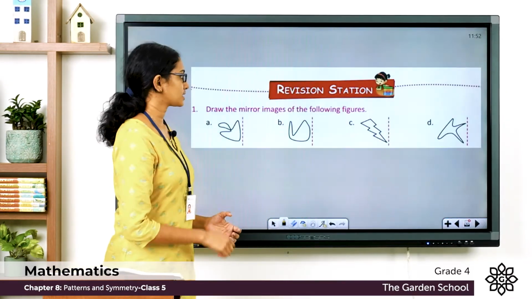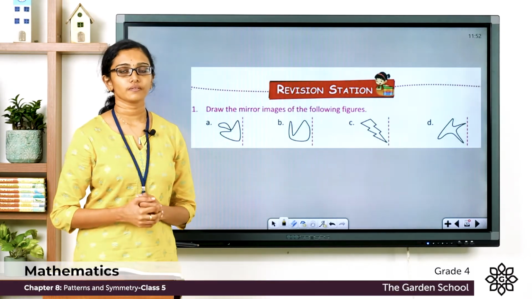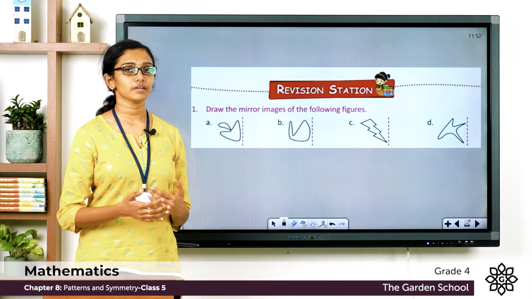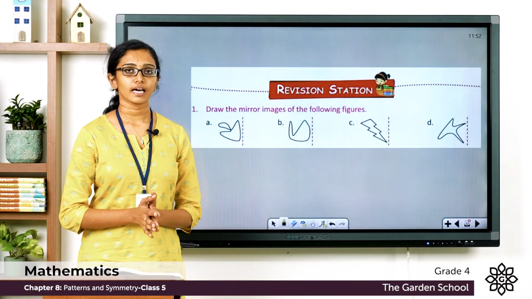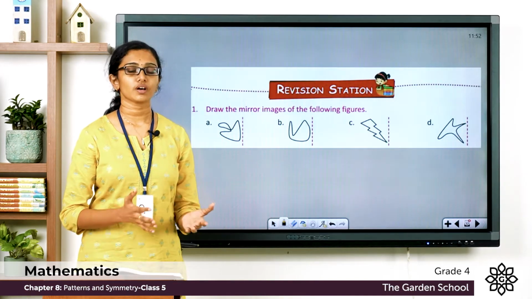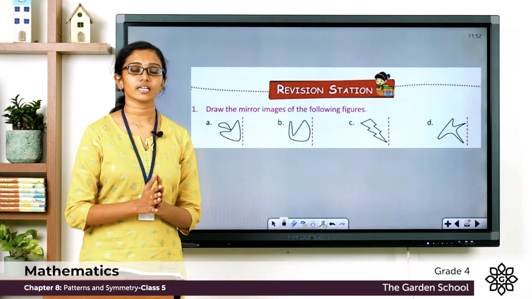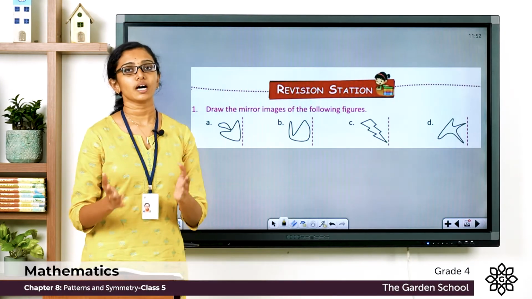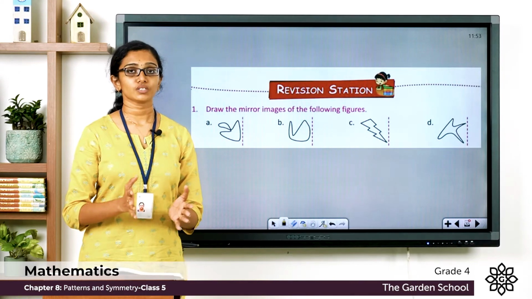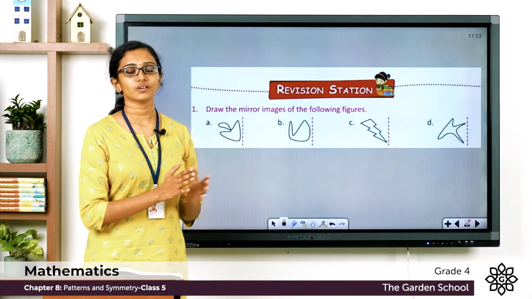Let's see the first question. Draw the mirror images of the following figures. So, what do you mean by a mirror image? When we learned symmetry, we learned that if an object or a shape can be divided along a line into identical halves, each half will be the mirror image of the other half. It is also called a reflection of the other half.